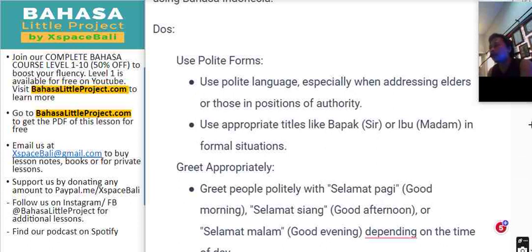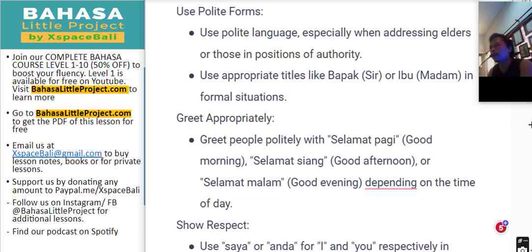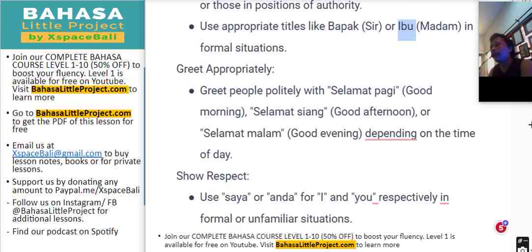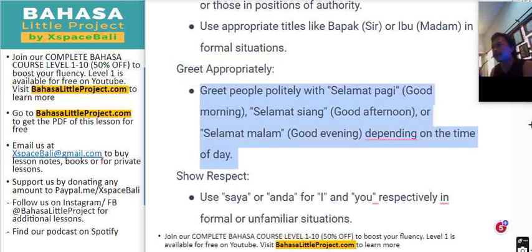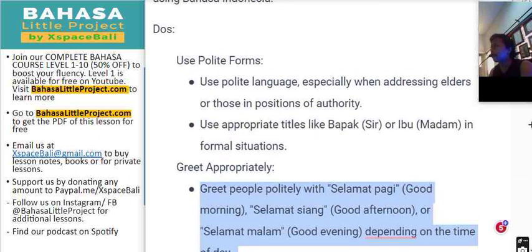Okay, but again, you should use polite forms, especially addressing elders or those in positions of authority, and use appropriate titles like Bapak or Ibu in formal situations. Okay, and then next you should greet appropriately. Selamat pagi, selamat siang, selamat malam, depending on the time, of course. So this is not very hard to understand.